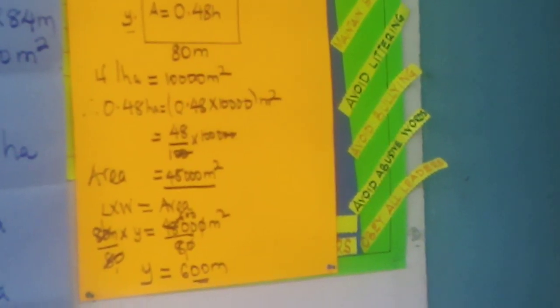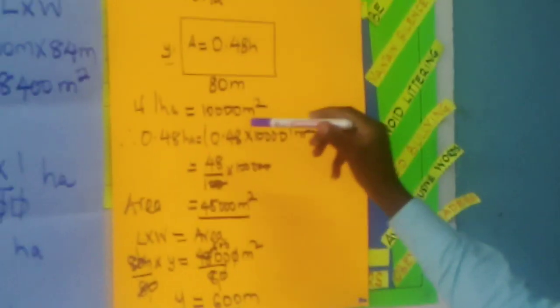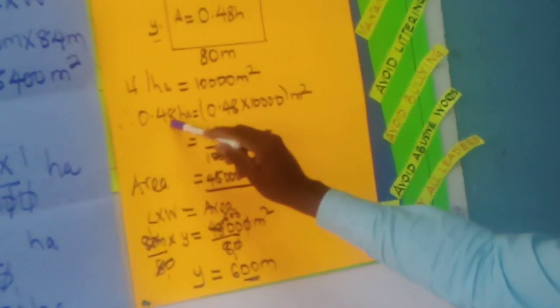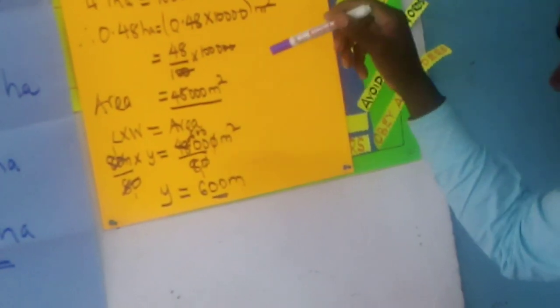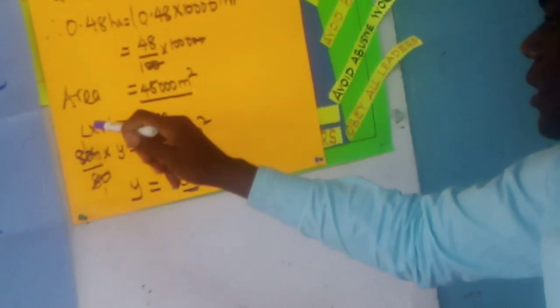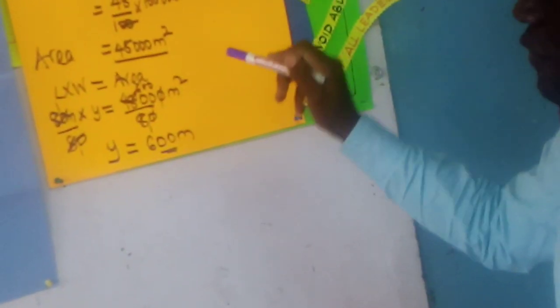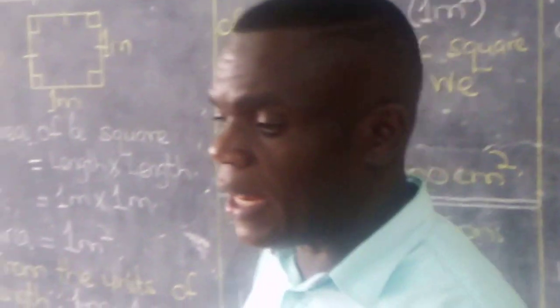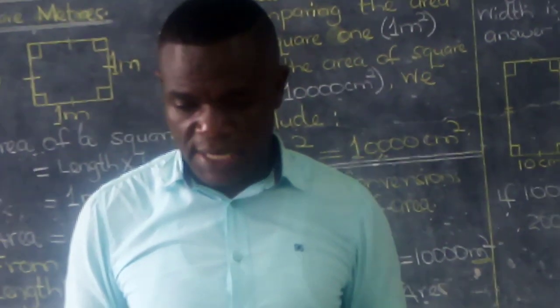I hope you have understood. So remember again, this sum has two steps. First of all, we convert the area from hectares to square meters. Then from there, we find the width using the formula of finding the area of a rectangle. And that's how we have come to that. Now, boys and girls, I hope you have understood. And I know by the end of the day, you will be able to do some sums that I want to give to you today.